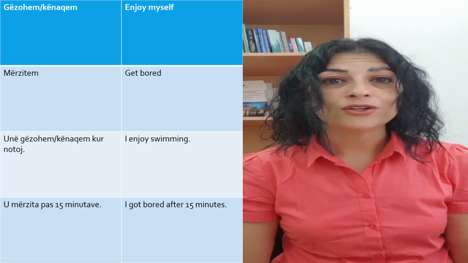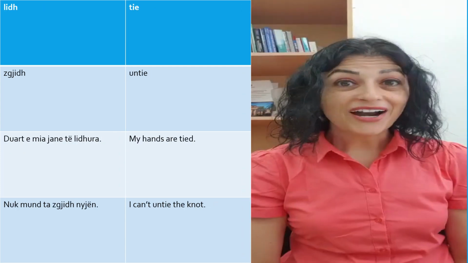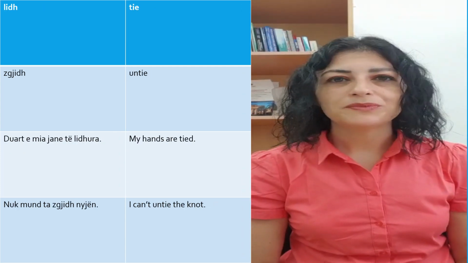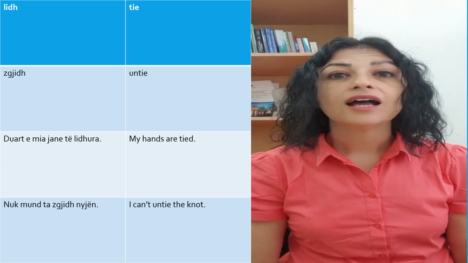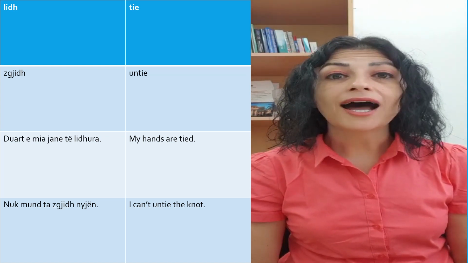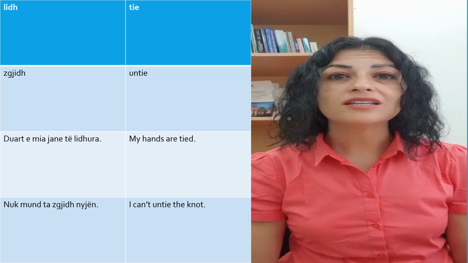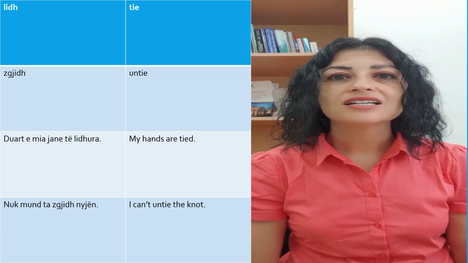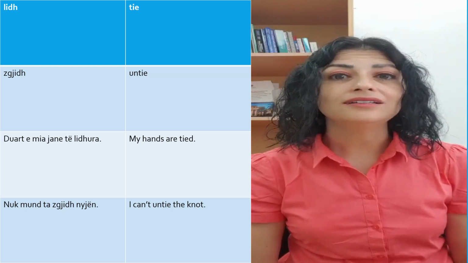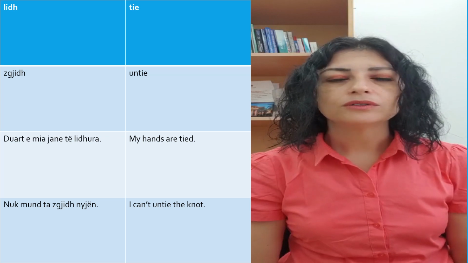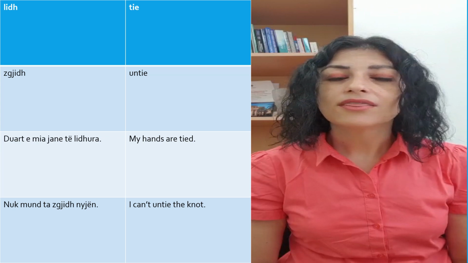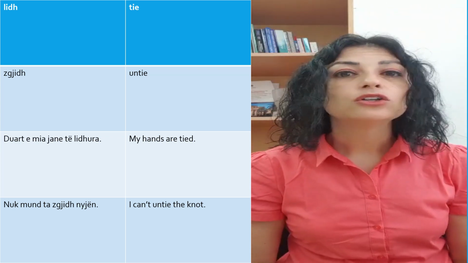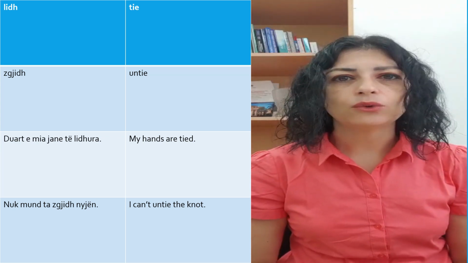Let's continue with other two verbs. Alright, here we have two more verbs. The first one is lidh, to tie. And the opposite is zgjidh, to untie. For example, duart e mia janë të lidhura. This is an expression. Duart e mia janë të lidhura.